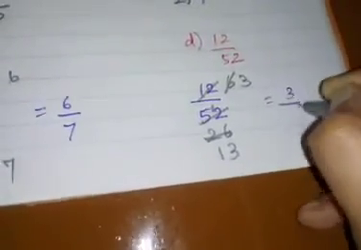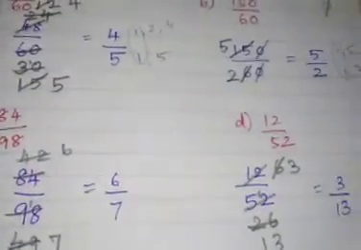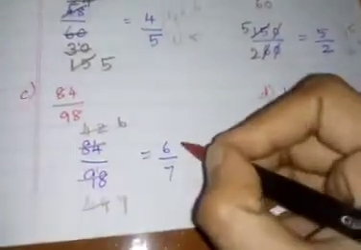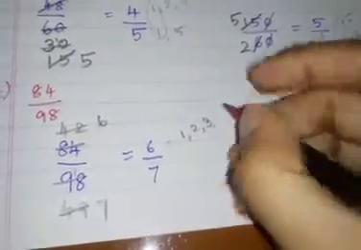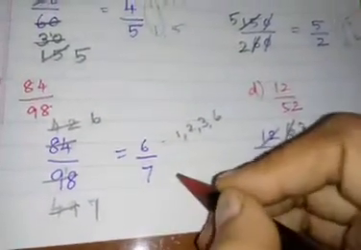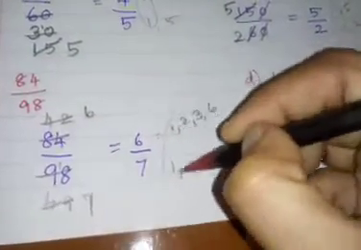No. So 3 by 13 is the simplest form. Listen, why I am saying it as simplest form means, see, what are the factors of 6? 1, 2, 3, 6. What are the factors of 7? 1, 7. What are the common factors of both the values? 1. So both are co-prime numbers.